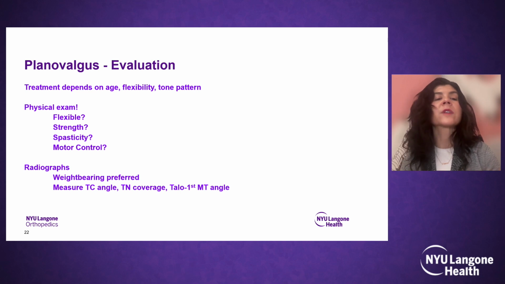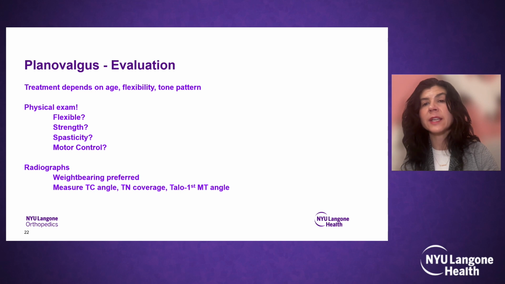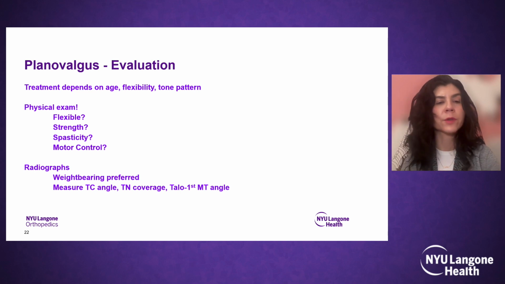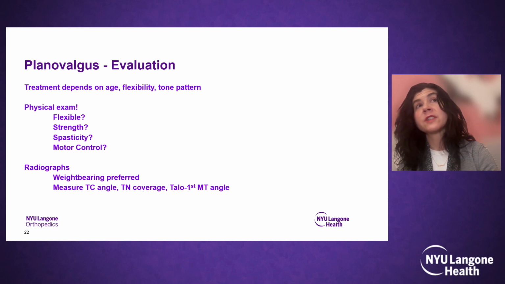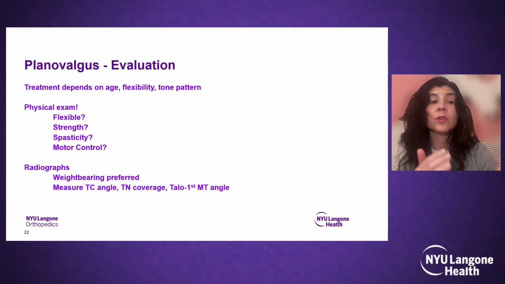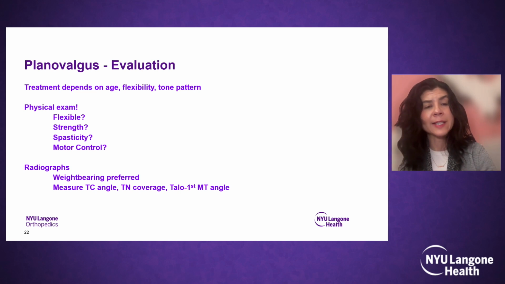So the evaluation is really important here because your treatment is going to depend on the age, the flexibility, and the tone pattern. Is it flexible? Are they strong? Are they spastic? And do they have good motor control? So there's a lot of factors here. And this is when you really need to be multidisciplinary. If you're lucky enough to have a spasticity team, a good neurologist or physiatrist with whom you work, that is critical to appropriately evaluating these kids.